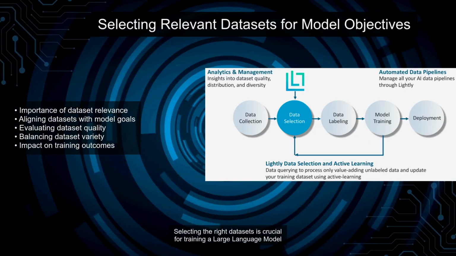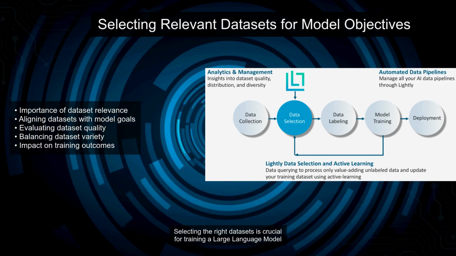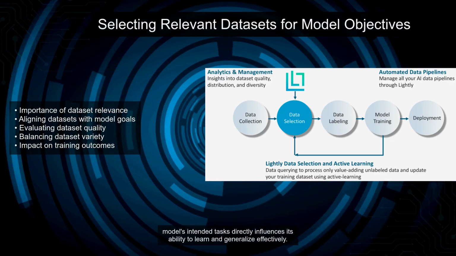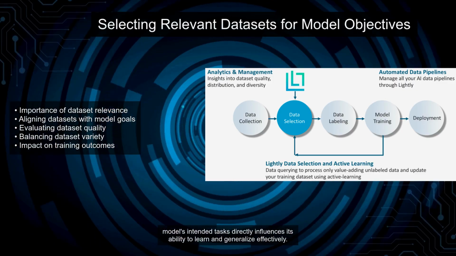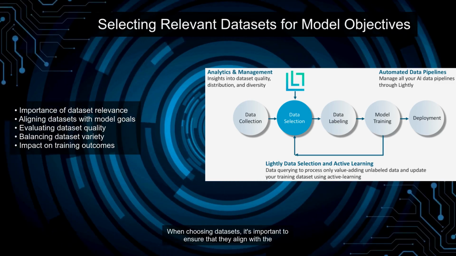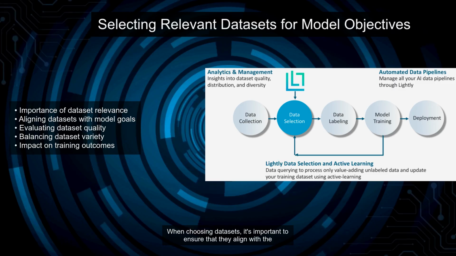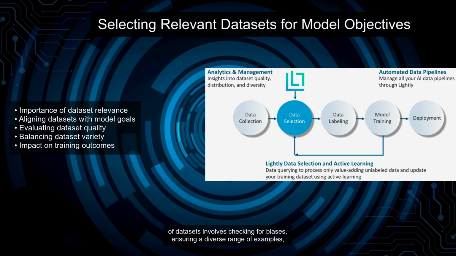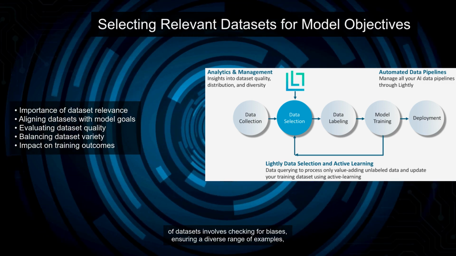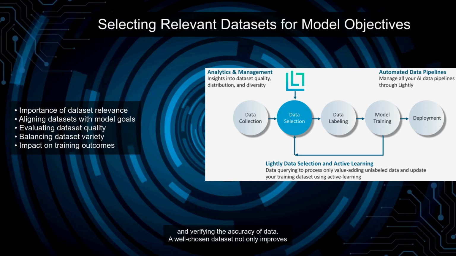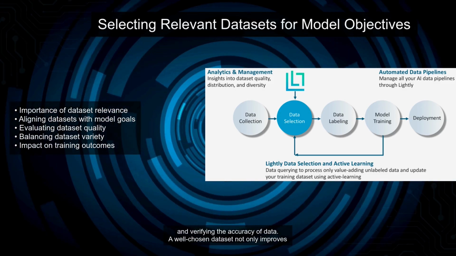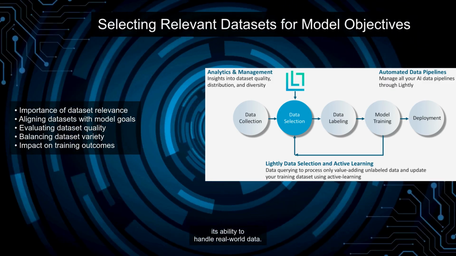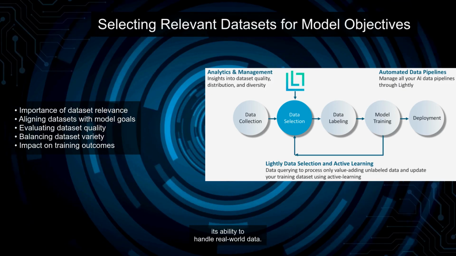Selecting the right datasets is crucial for training a large language model that meets your specific objectives. The relevance of the dataset to the model's intended tasks directly influences its ability to learn and generalize effectively. When choosing datasets, it's important to ensure that they align with the model's goals and cover the necessary scope of topics. Evaluating the quality of datasets involves checking for biases, ensuring a diverse range of examples, and verifying the accuracy of data. A well-chosen dataset not only improves the model's performance but also reduces the risk of overfitting and enhances its ability to handle real-world data.